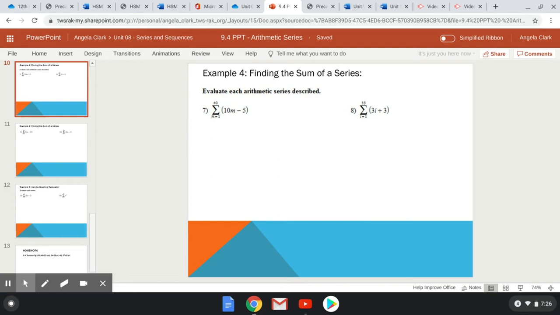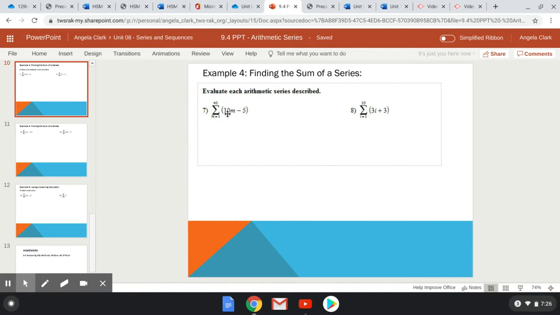All right, welcome back to 9.4. In this video, we're going to be finding the sum of the series when we're given it in sigma notation. These are going to be arithmetic series, so we're going to use that formula that we learned a few videos ago.